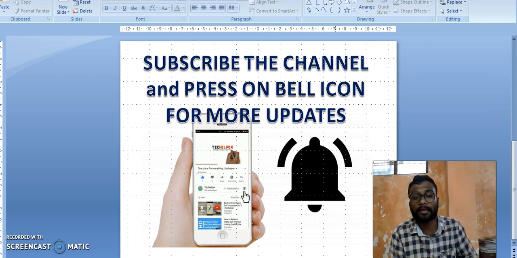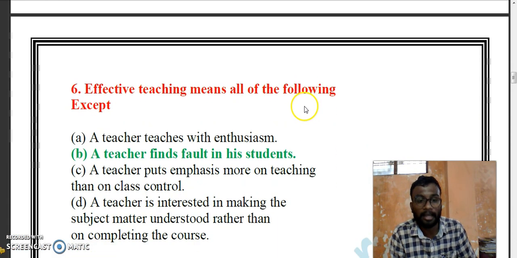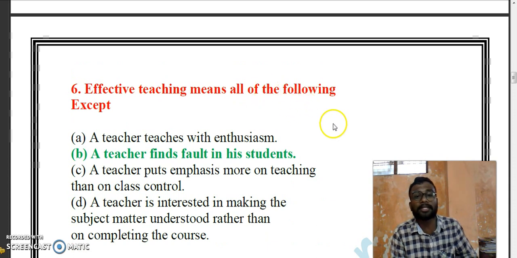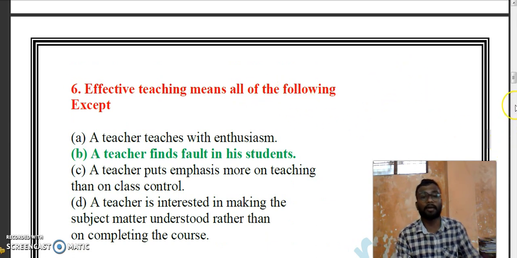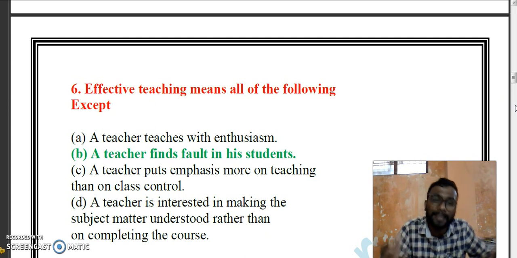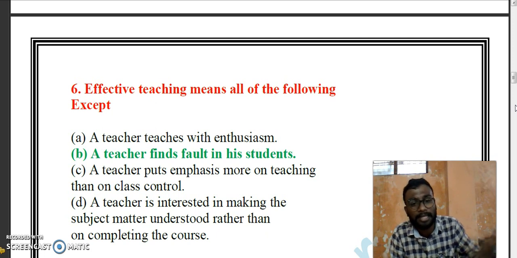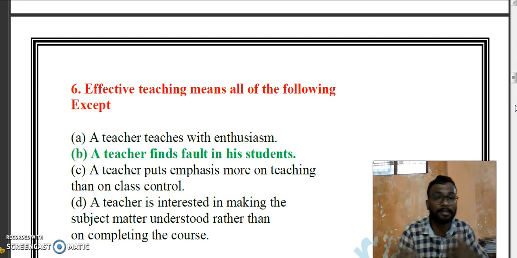So going forward, for the sixth question: effective teaching means all of the following, but except what? A. A teacher teaches with enthusiasm. Yes, enthusiasm is really required for the teacher.